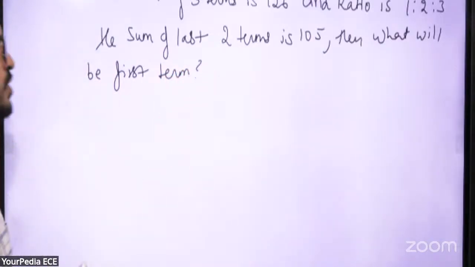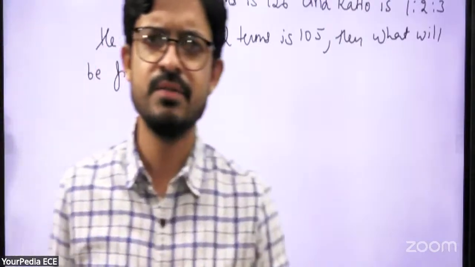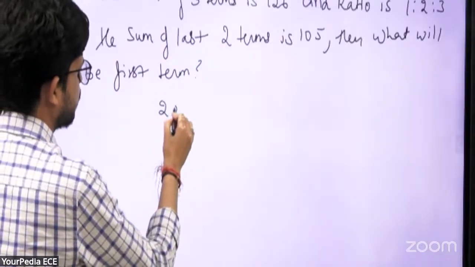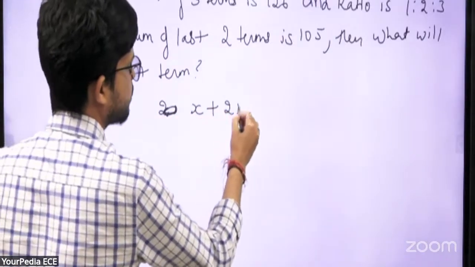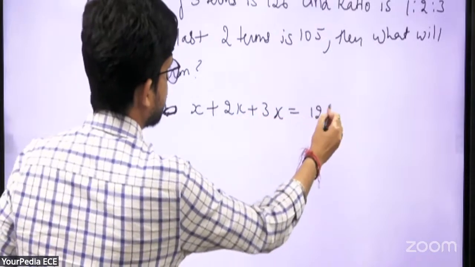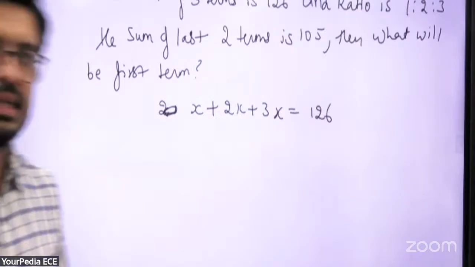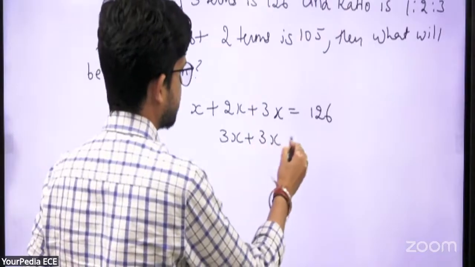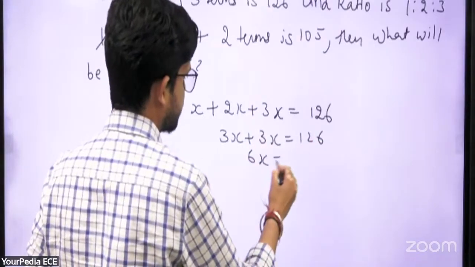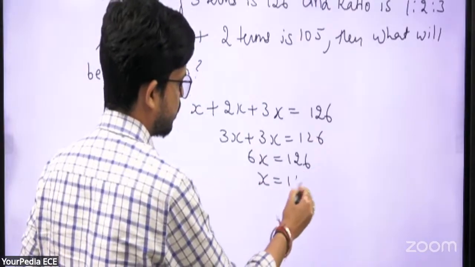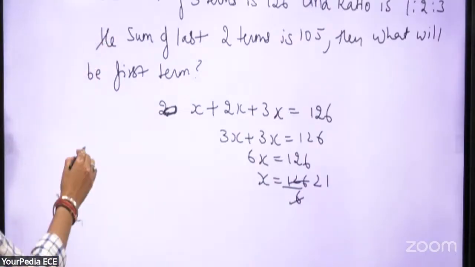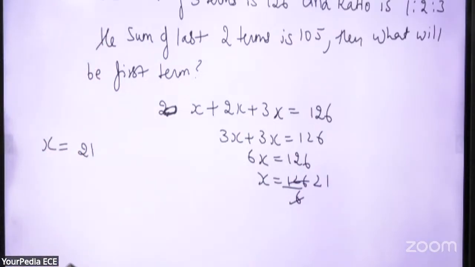So in the case of ratio, in every question, when a ratio is given, what you have to do is break the ratio into the x form. Means x plus 2x plus 3x is equal to 126. From here you can solve the question. What you get? 6x is equal to 126. X is equal to 126 by 6, and you get 21. So x is equal to 21, and that is the first term.